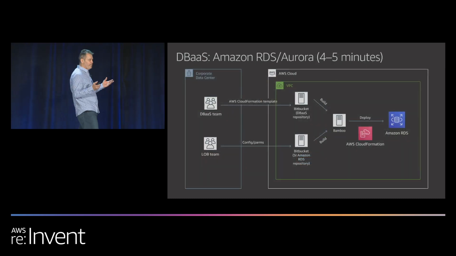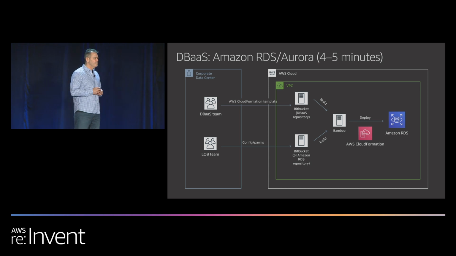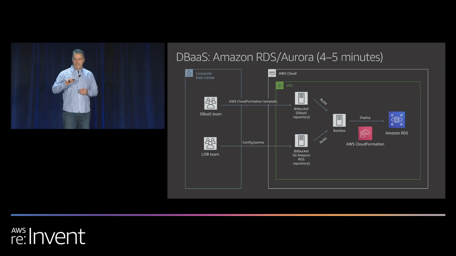Now here's how you get a database at AWS, through our platform. So my team builds the CloudFormation templates. The lines of business put in the parts that they need to in order to create a full stack for their database. It gets deployed through CloudFormation. They've stipulated whether they want read replicas and the machine instance class that they want for their database. And they get their database, and they're off and running in 4 to 5 minutes.